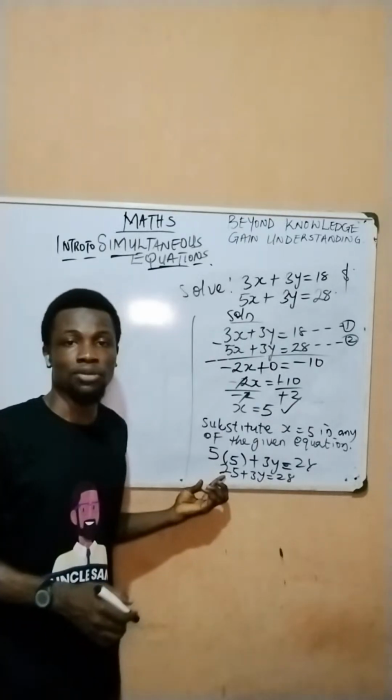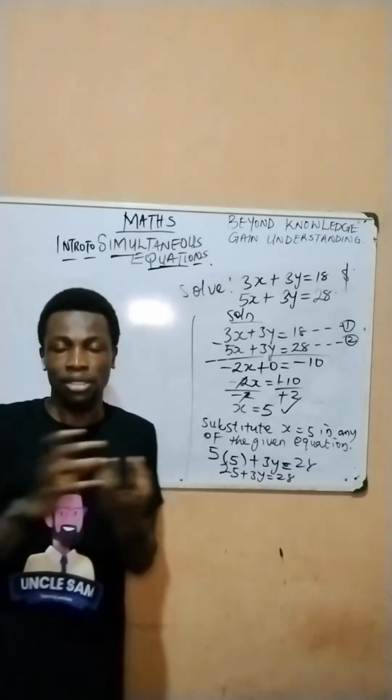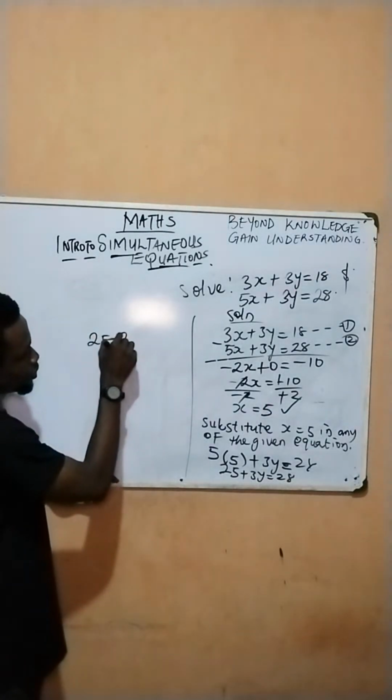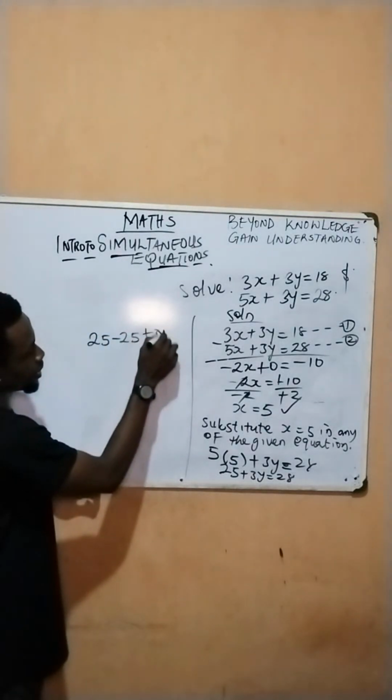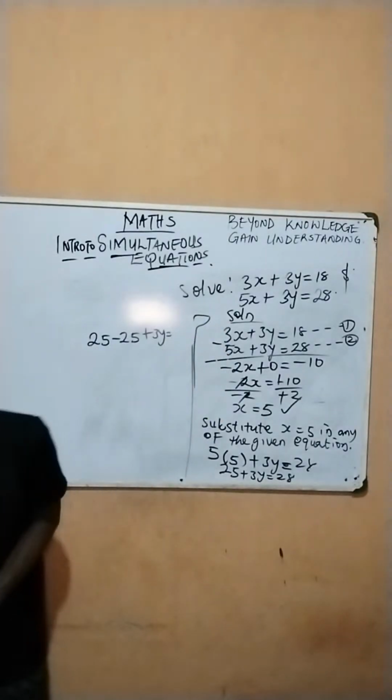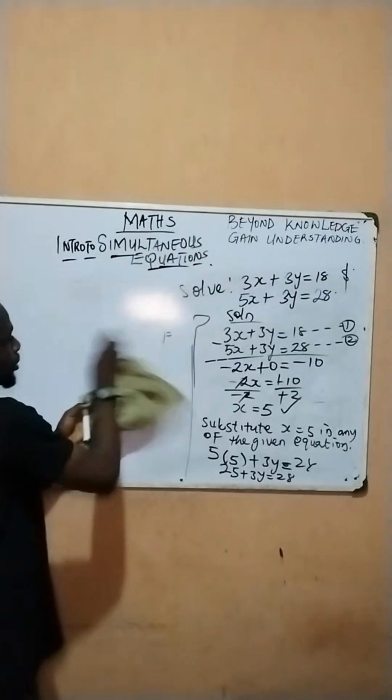Now this is positive 25. I'm going to subtract 25 from both sides. So this is something like saying 25 minus 25 plus 3y equals to, let me clear this up and write it a bit.